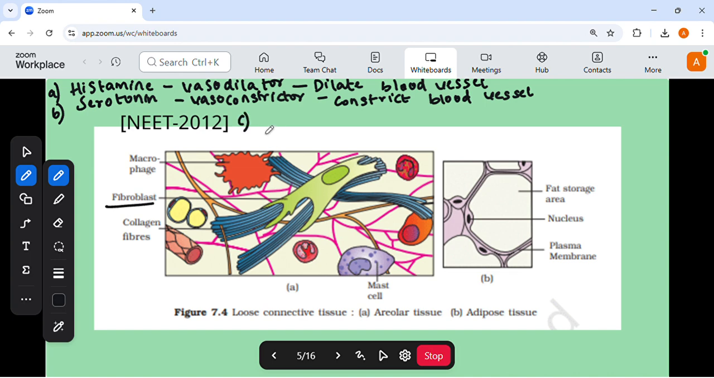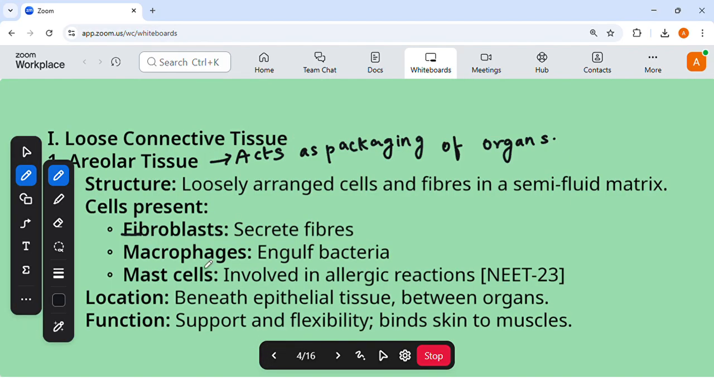And the third one is heparin, which is an anticoagulant. Okay, it is what? It is anticoagulant, so it prevents the coagulation of blood. All these are what? Secretions of mast cell. Clear? And in NEET 2023 a question has come from mast cell.